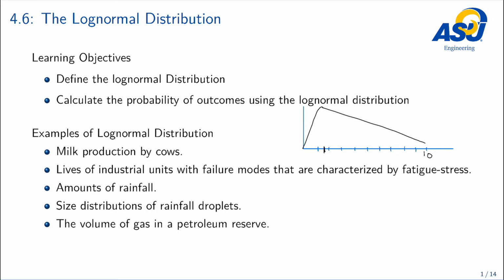Second example, we have the lives of industrial units with failure modes that are characterized by fatigue stress. So we expect the life to be something like that. This is like the mean life we expect it to be at one point, and after that it will still work, but the probability that it works for a long period is much less.